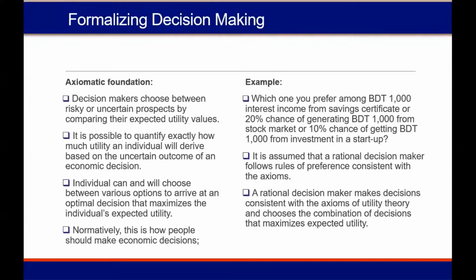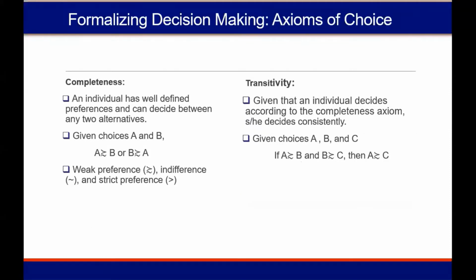So let's look at what axioms an individual must satisfy to have his or her utility function. These axioms are subtle, and if you don't get them very clearly, or if you can't satisfy these axioms, you cannot apply the utility function to a person who doesn't satisfy these axioms. So first of all, the completeness axiom. What do we mean by this?